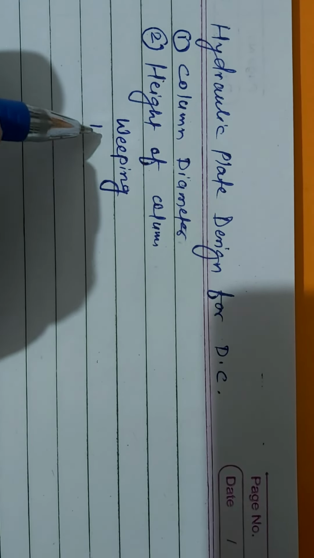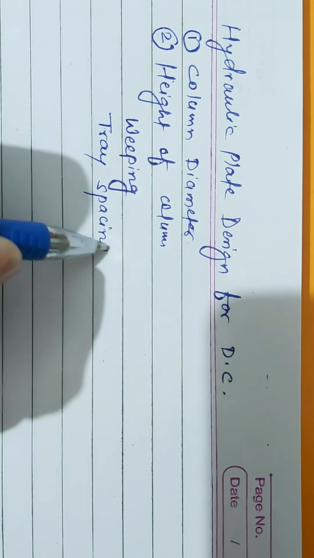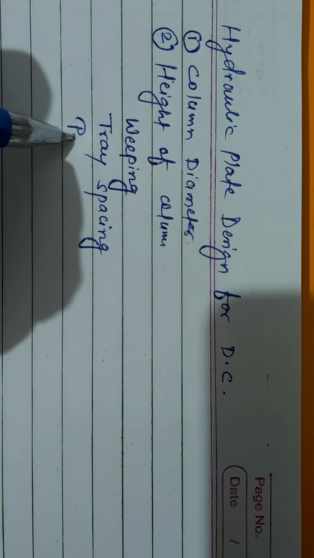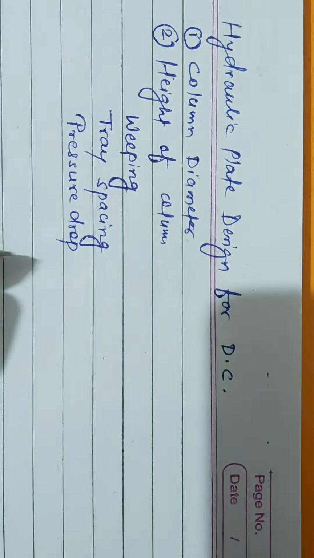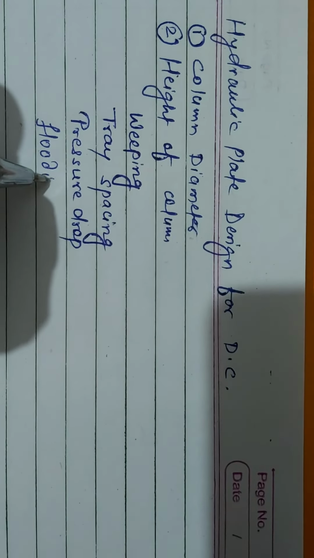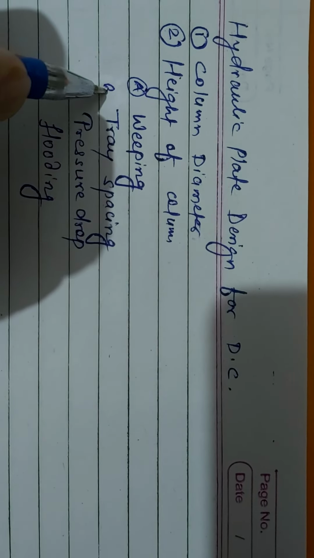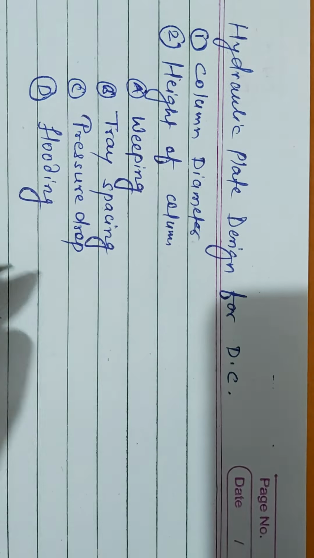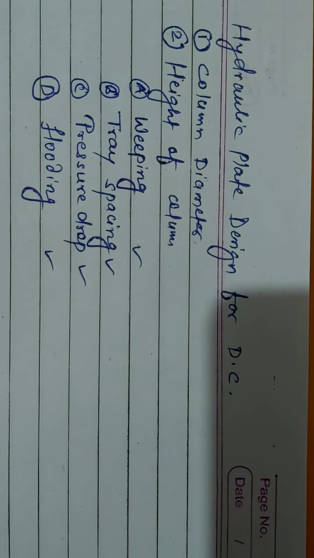Then we check whether the tray spacing is correct. There is a criterion to check this. Third, we check whether the pressure drop which we assumed is correct. Fourth, we check whether the flooding which we assumed is correct. So these four are the different criteria, and if all four are okay, then we say our design is appropriate.